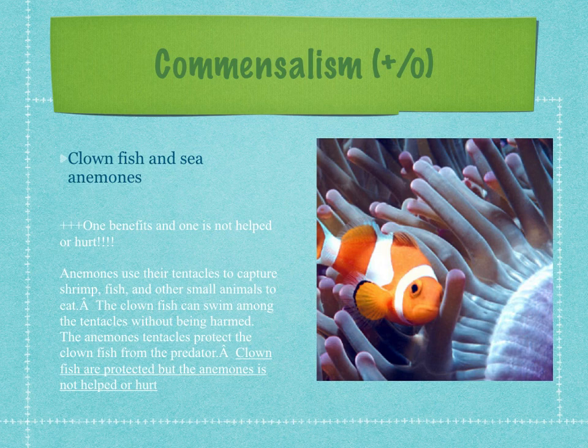Anemones use their tentacles to capture shrimp, fish, and other small animals to eat. The clownfish can swim along the tentacles without being harmed, and the anemone's tentacles protect the clownfish from the predator. So in this relationship, clownfish are being protected, but the anemone is not being helped or hurt. So this is one example of commensalism that you see in nature, but you can find other examples.